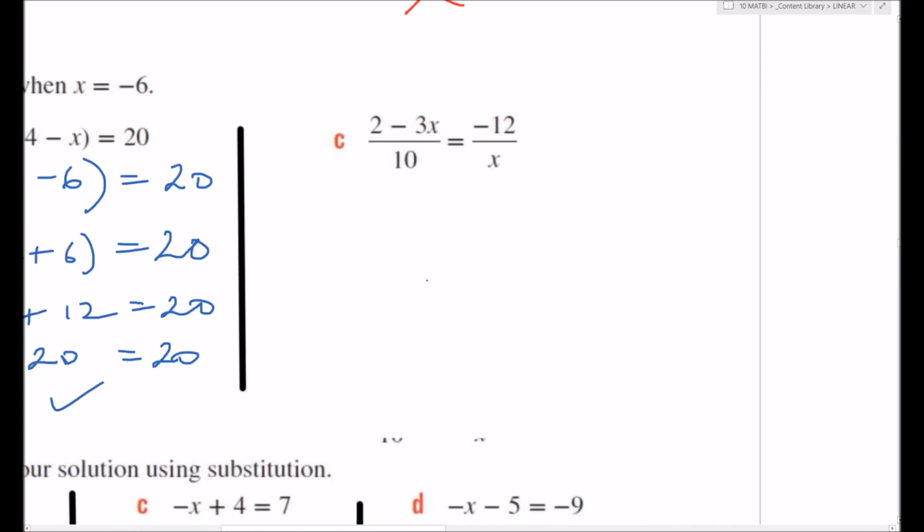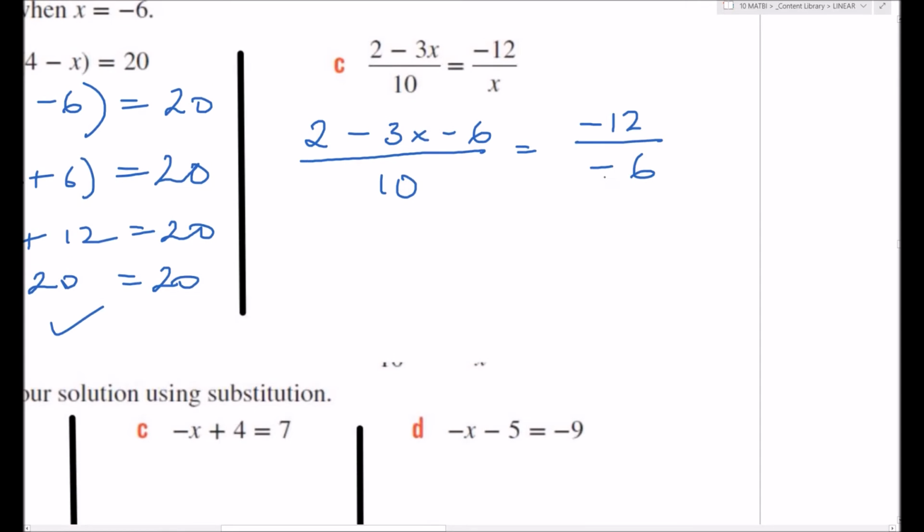Okay, last one. 2 minus 3x over 10 minus 12 over the x. Okay, so remember, we're just substituting the x into that -6 there. So you're left with 2 minus 3 times -6 over 10 equals -12 over -6. Okay, there's a lot of negatives happening here. And remember the principles when it comes to putting together negatives.